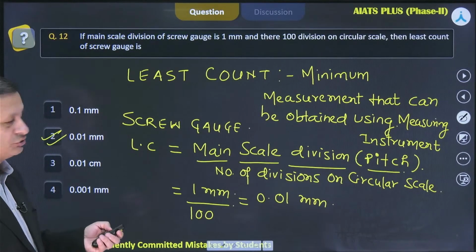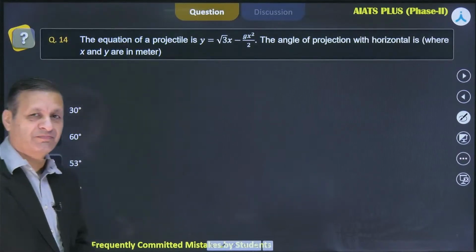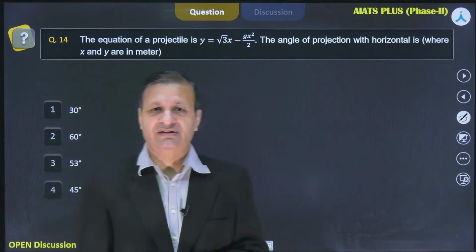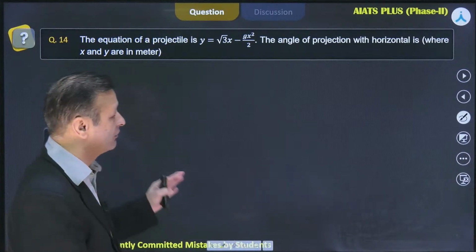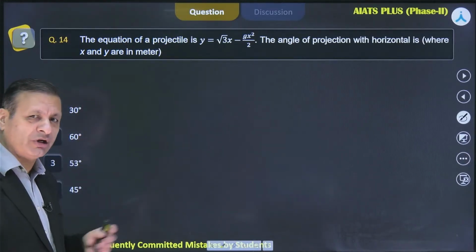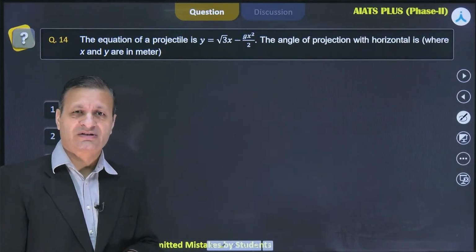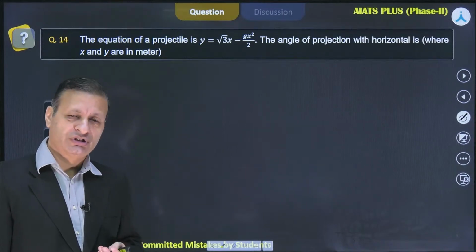Fine. So if there is no doubt, let's move to the next question. The next question is also quite interesting, and this is again one of the standardized formats for your NEET, one of the important formats. This kind of question has also been asked in your previous year questions.